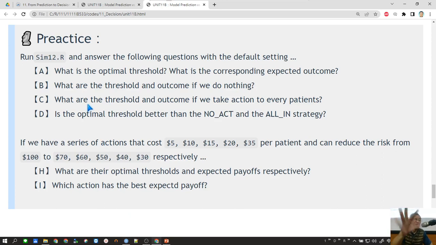So it actually is the reverse, right? Question C, what are the threshold and outcome if we take action on everyone? Threshold 0. No. That's give another classmate. Just.